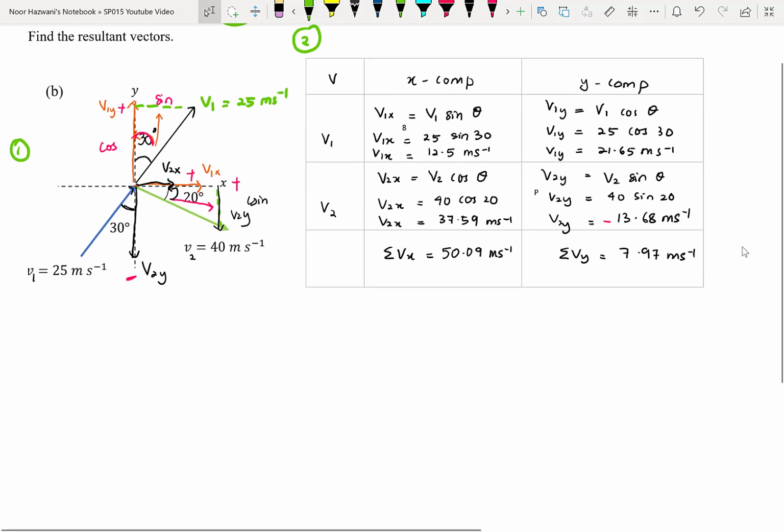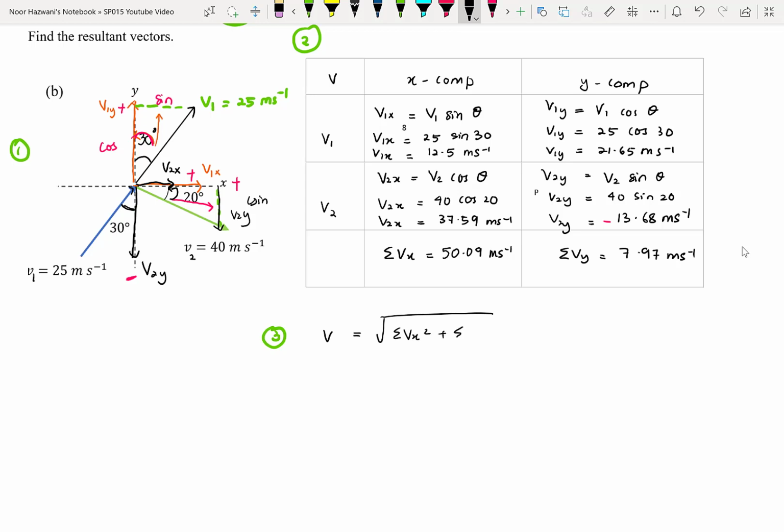from the point. Okay, step number 3, you have to find the magnitude of your resultant vector, which in this case is velocity. So to find it, it is compulsory for you to write its concept, which is summations of Vx squared plus summations of Vy squared. Otherwise you will lose 1 mark for concept. Okay, and then make sure you substitute in the values. So you will get 50.99 squared plus 7.97 squared, and then you will get the value for velocity, which is 50.72 meter per second.